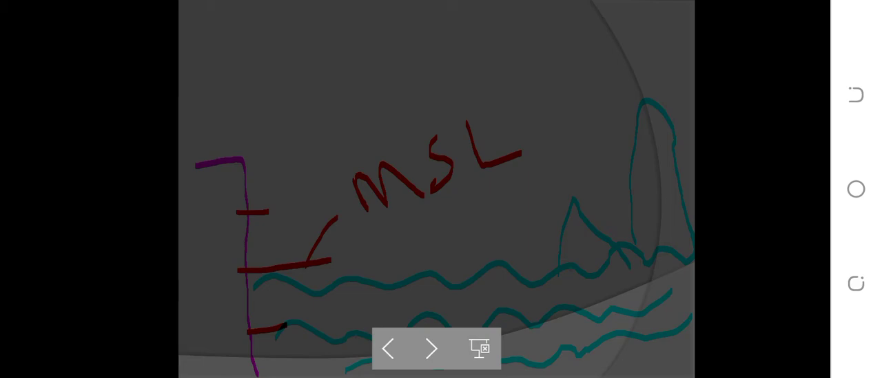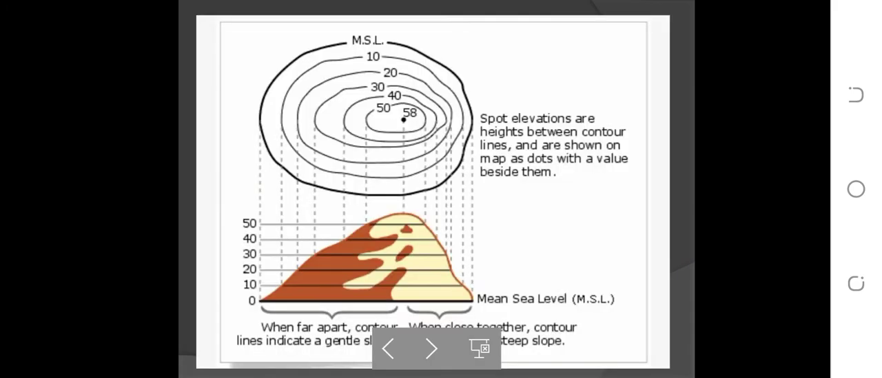You can see here now, the level of the sea. It is not the same. If there is high tide, the level of the sea will increase. If there is low tide, the level of the sea will decrease. So an average sea level has been calculated. That average sea level is known as mean sea level.